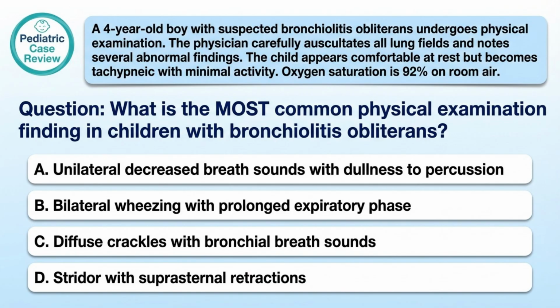Case number 7. A 4-year-old boy undergoes a physical examination. He appears comfortable at rest, but becomes tachypneic with minimal activity. His oxygen saturation is 92% on room air. What is the most common physical examination finding? Option 1. Unilateral decreased breath sounds with dullness to percussion. Option 2. Bilateral wheezing with a prolonged expiratory phase. Option 3. Diffuse crackles with bronchial breath sounds. Option 4. Stridor with suprasternal retractions.